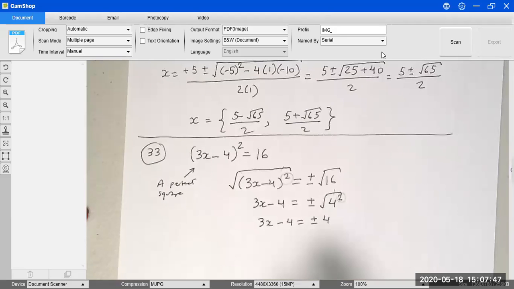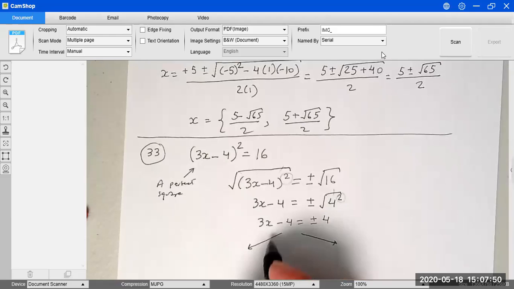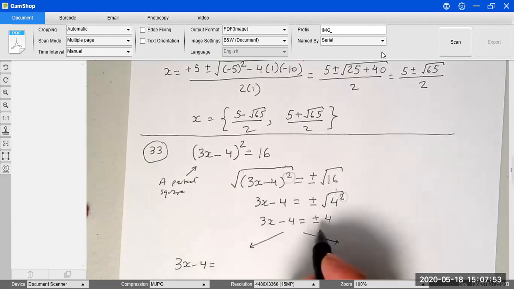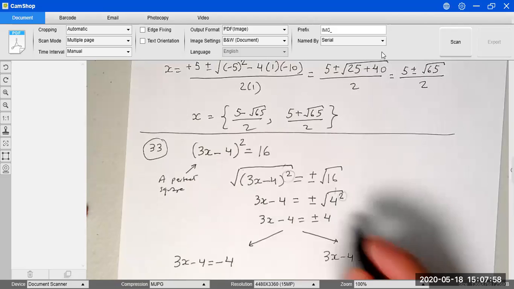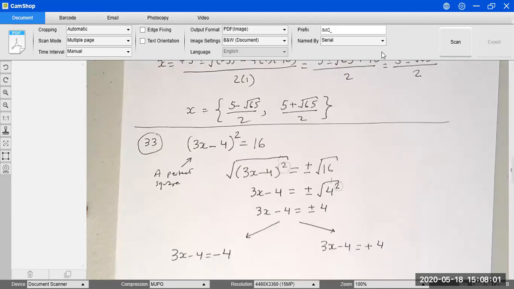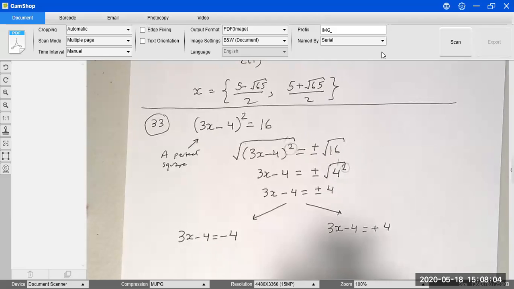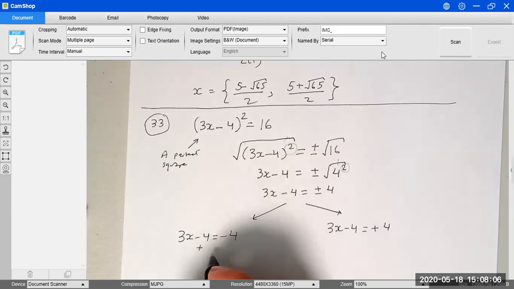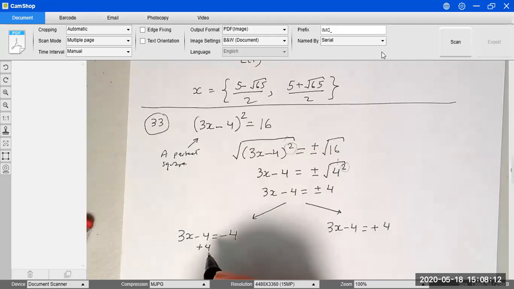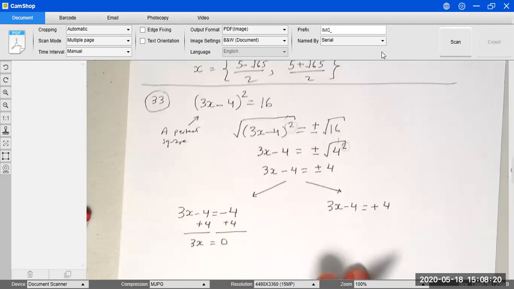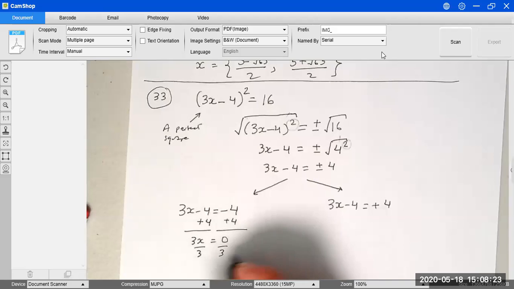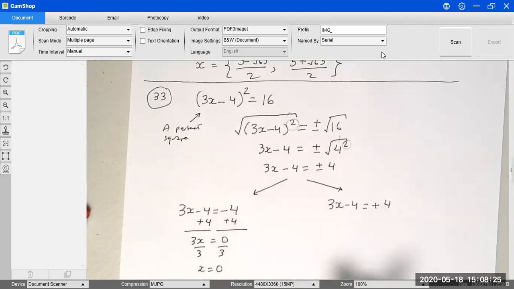So now we need to find two solutions. The first one is 3x minus 4 equals, and we're going to use one of the signs, negative 4. The other one is 3x minus 4 equals, now we're going to use the plus sign, 4. And we have two linear equations. We're going to solve this linear equation first. So we're going to add 4 to both sides of this equation. So we get 3x equals 0. Then you divide both sides by 3. So you're going to get x equals 0.